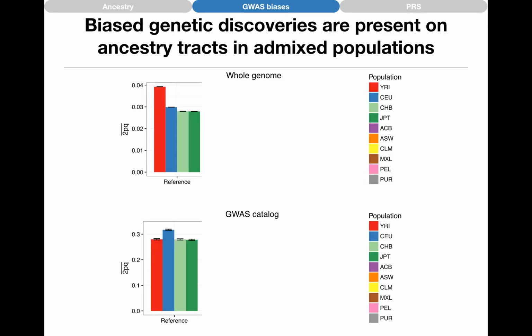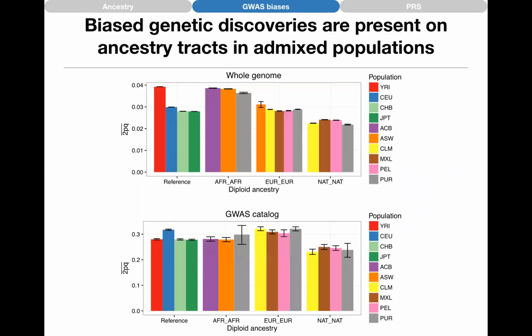If you look at the bottom part, at the genome-wide association catalog sites specifically, what you can see is that this trend is not reflected, and in fact, it looks like heterozygosity is the greatest in European populations, again reflecting this study bias.